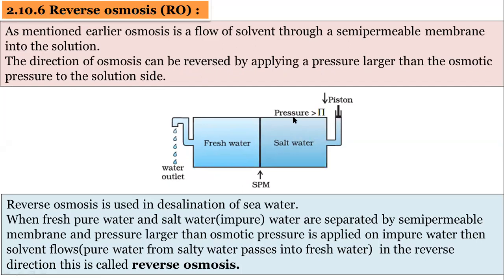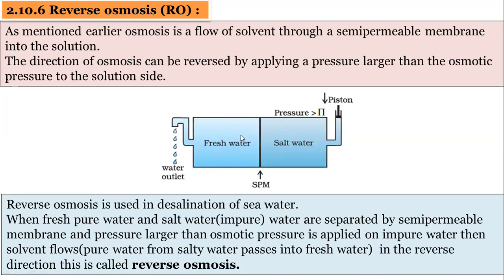So we have to apply here: this side is the solution side, and this is the solvent side. Fresh water is the solvent. Salt plus water, meaning impurities, is the solution side, and the solution is prepared with solvent plus solutes. These solutes are non-volatile solutes. So the direction of osmosis will be from the solvent to the solution. Actually, this is osmosis like this.